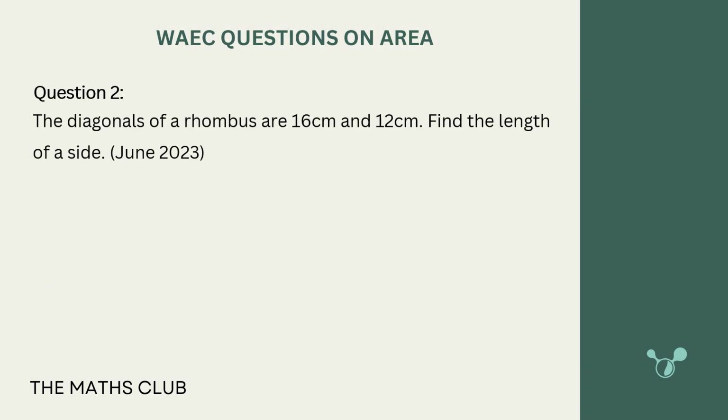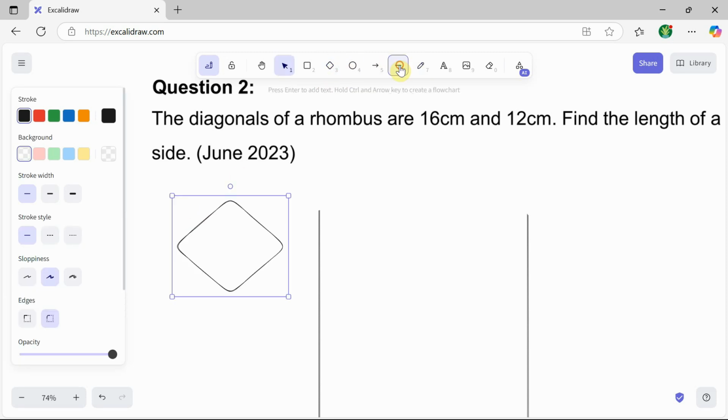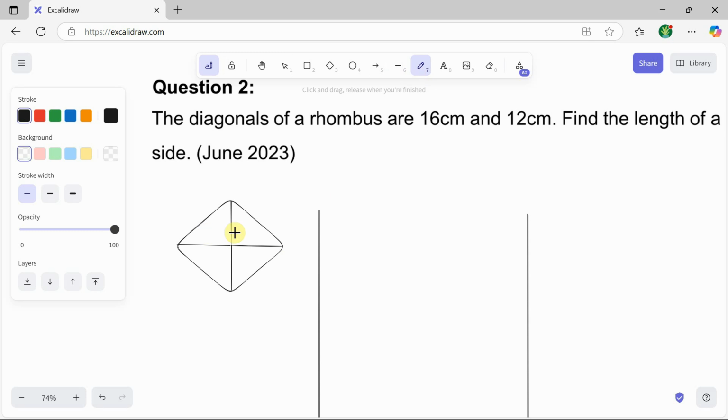Question 2 says that the diagonals of a rhombus are 16 centimeter and 12 centimeter. We should find the length of a side. This is from June 2023. So just like we said before in our previous video, we have a rhombus, and it has diagonals. The diagonals are something like this, and the other diagonal would be something like this. So this diagonal is 16, this diagonal is 12.